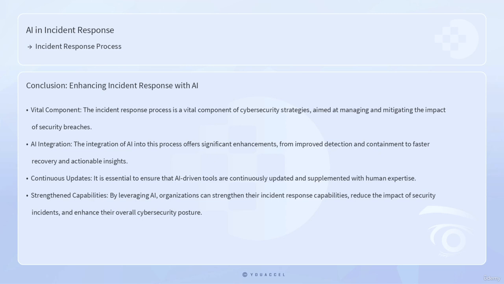In conclusion, the incident response process is a vital component of cybersecurity strategies aimed at managing and mitigating the impact of security breaches. The integration of AI into this process offers significant enhancements, from improved detection and containment to faster recovery and actionable insights. While AI provides numerous benefits, it is essential to ensure that AI-driven tools are continuously updated and supplemented with human expertise. By leveraging AI, organizations can strengthen their incident response capabilities, reduce the impact of security incidents, and enhance their overall cybersecurity posture.